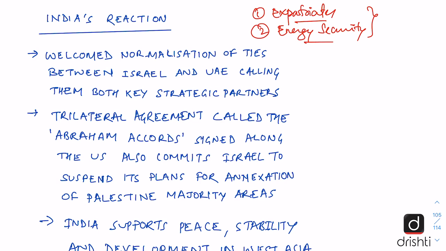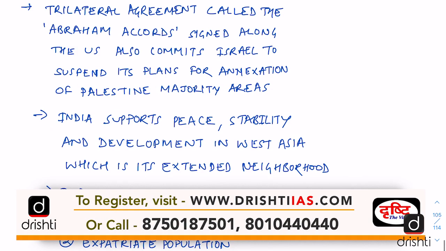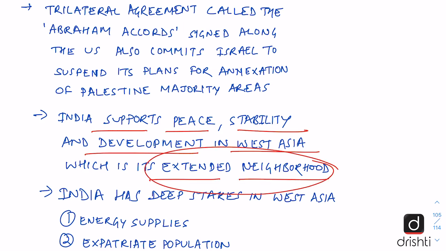India has welcomed the normalization of ties between Israel and UAE, calling them both key strategic partners, as India has very good relations with both Israel and UAE. And India has said that it supports peace, stability and development in West Asia, which it considers its extended neighborhood. Now this is a very important term, that India considers West Asia to be its extended neighborhood. And India has deep stakes in West Asia because of energy supplies and the large expatriate population residing in the countries.